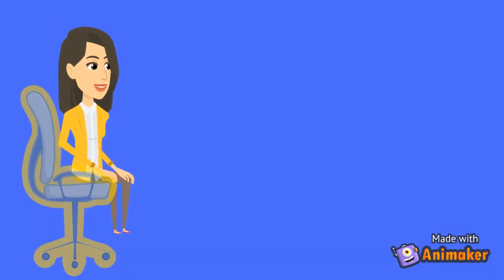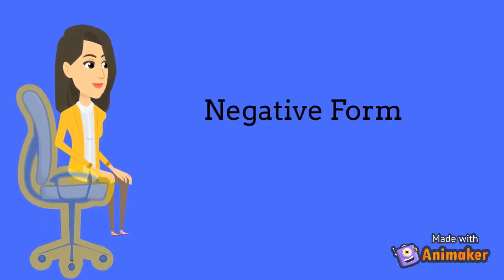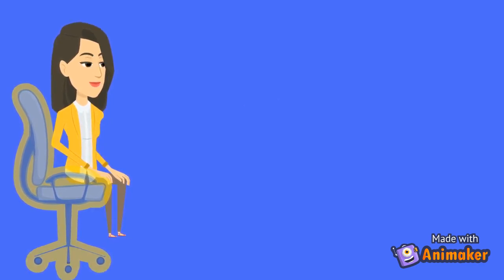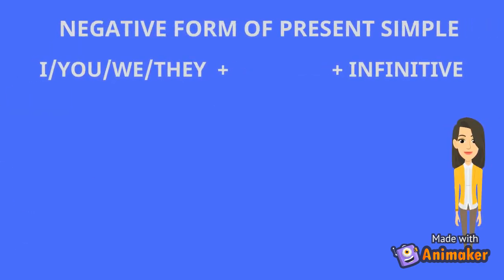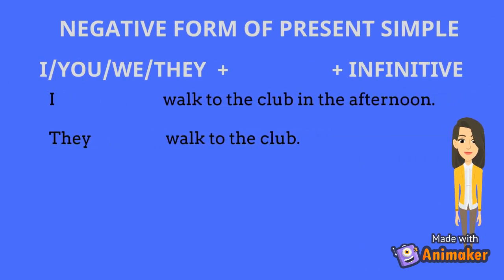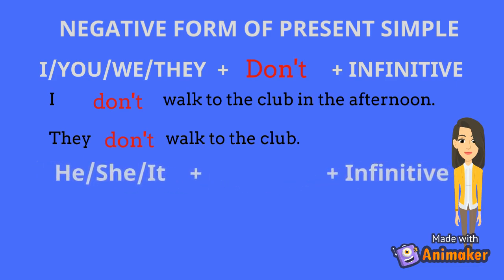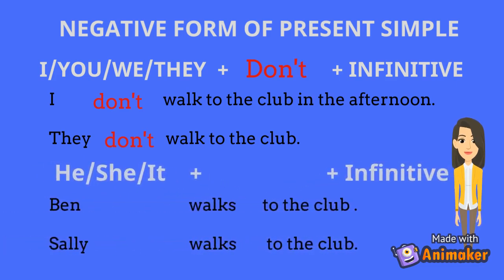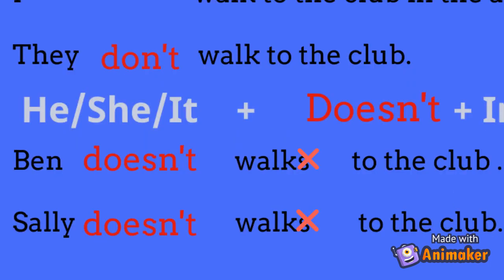What about the negative form? Let's try this example. I go to school. It will be I don't go to school. They don't walk to the club. Don't. To change the present simple tense into negative, we just add don't or doesn't. Ben doesn't walk to the club. Sally doesn't walk to the club. Doesn't.